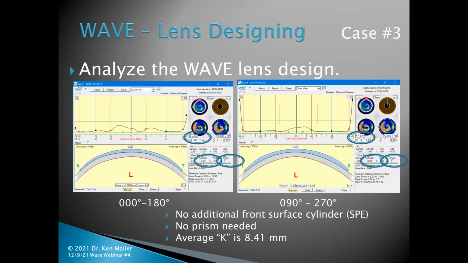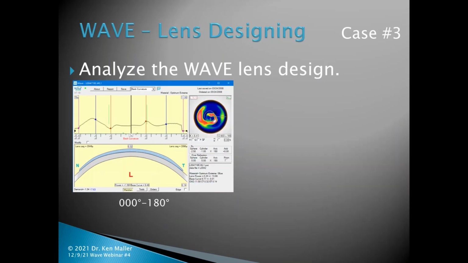Now, the average K is 8.41, but my median base curve is 8.77. So you might be thinking, oh, did he fit this flatter than K? Well, not really. And how did that end up happening? Well, if we take a look at the 0-180 and at that 8.77, we notice that the plus or minus number is 3.01. So what does that mean?